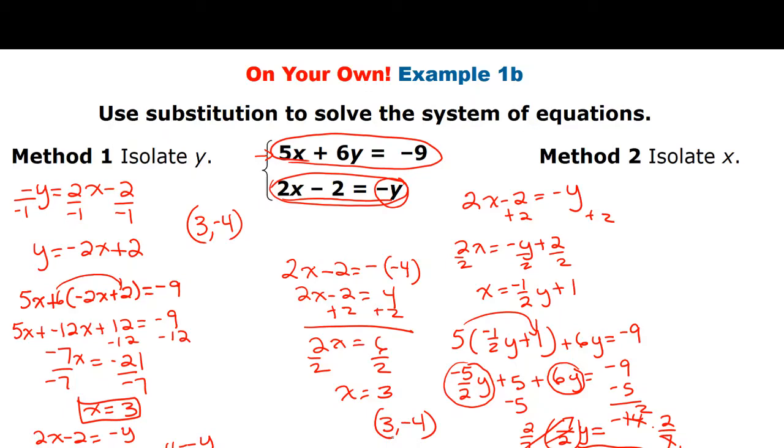All right, and you're going to see if we have any room here. There we go. The solution is the ordered pair 3, negative 4.